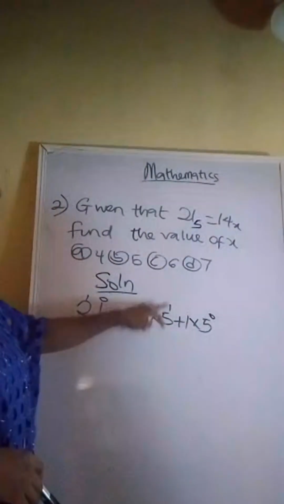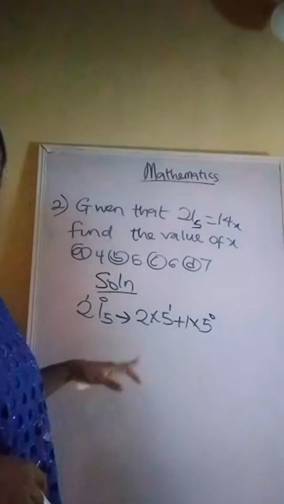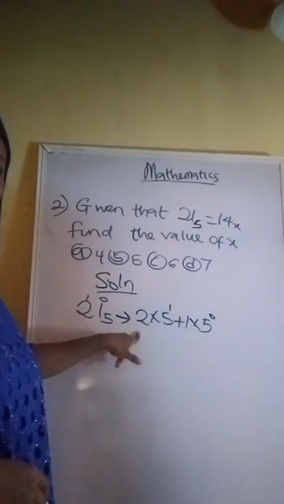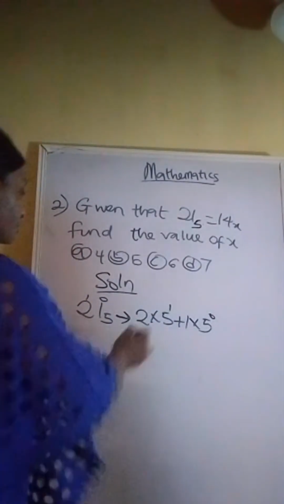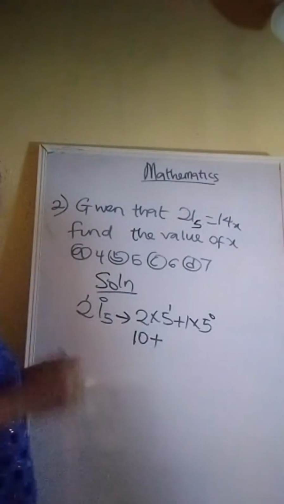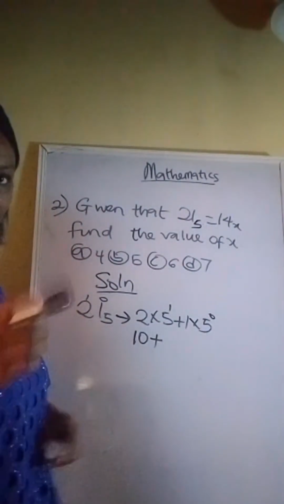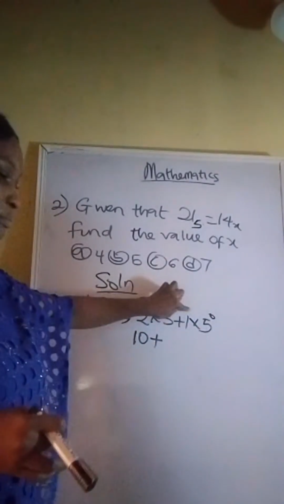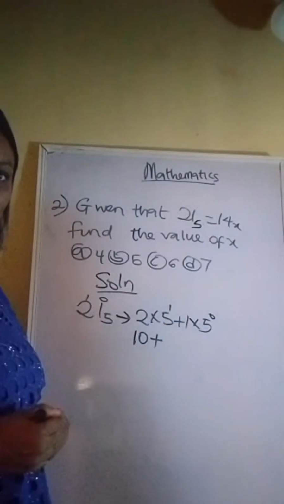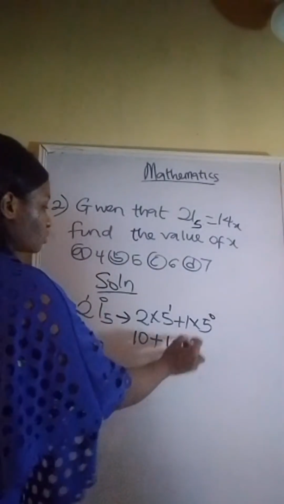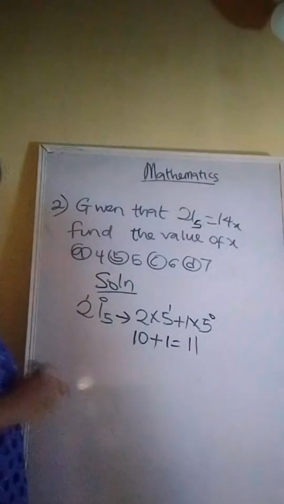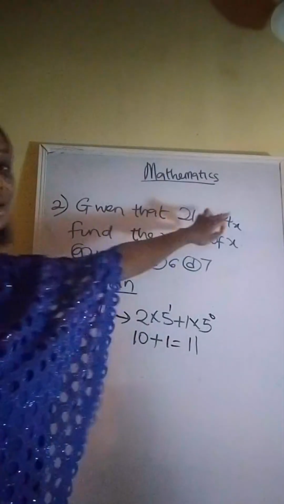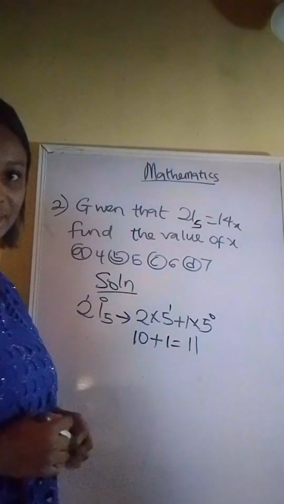So now, 5 raised to power 1 is 5. Then you multiply that 5 times 2, and you're going to get 10. Plus 5 raised to power 0 is 1. I think any number raised to power 0 is 1. So that 1 that you get, you multiply by this 1. So that will give us 1. So that is 11. You get it now? So we got 11 at the left hand side. And so we are left with 14 base x.